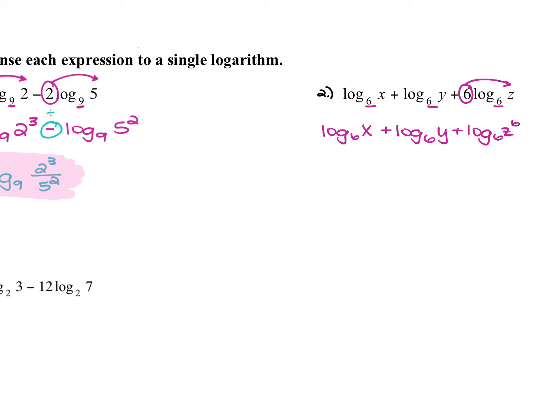You have addition here. Addition means multiply, which means you're going to multiply your x, the y, and the z to the 6th power. So you're going to keep the log 6, then you're just going to have x times y times z to the 6th power.